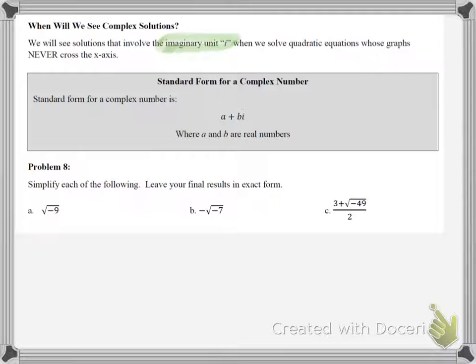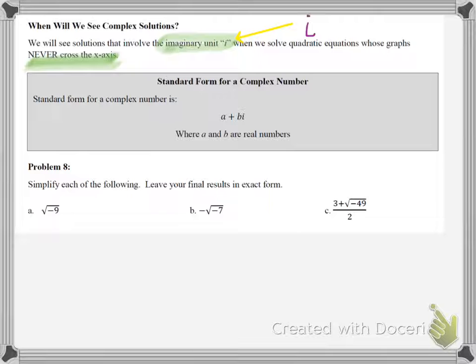First of all, it's important to understand the difference between a complex number and just the plain old imaginary unit i. The imaginary unit i is part of a complex solution, and we will use complex solutions when we're solving quadratic equations where the graphs never cross the x-axis. That means we have no x-intercepts. That's when we're going to see complex solutions.